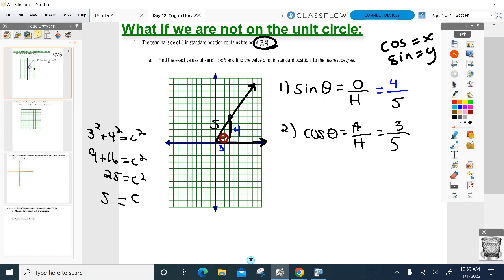Last thing it asks for, besides sine and cosine, is to find the value of theta to the nearest degree. So how many degrees are in theta right now? Well, let's talk. What quadrant is it in? First, so at least I'm thinking my answer has to be between what two degree measures? 0 and 90. My answer's got to be between 0 and 90, so start there. You're going to have to dig even deeper for me, because this is something we went over: how to find an angle measure.